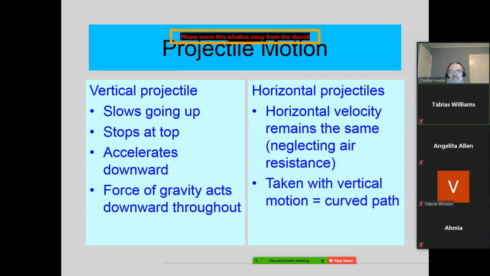Okay, now if you put those two together, vertical motion slowing down as you go up, speeding up as you come down, horizontal velocity constant throughout, but vertical velocity picking up as it goes down, you get a curved path.